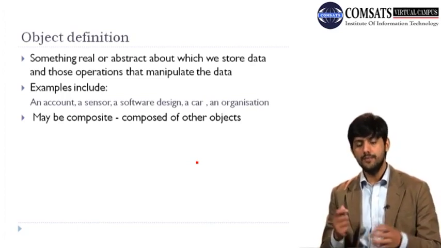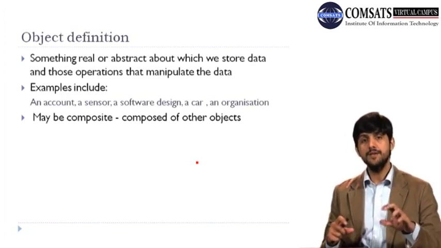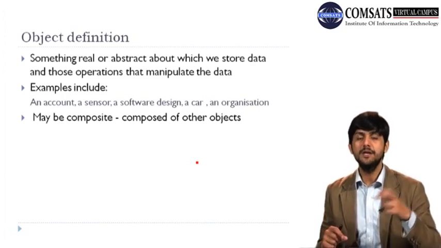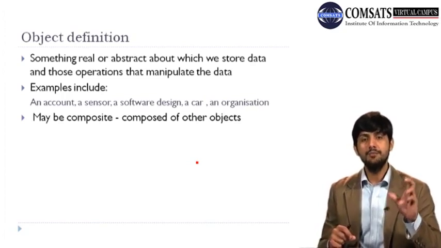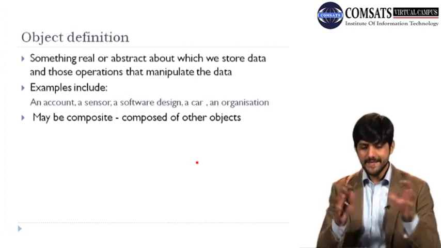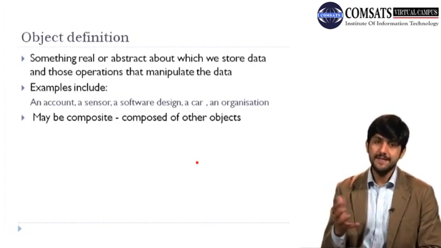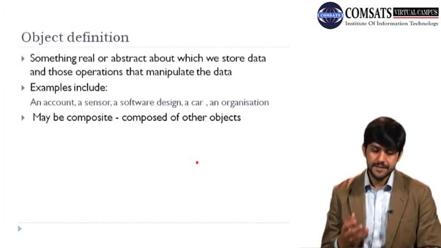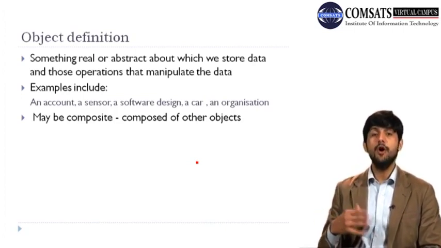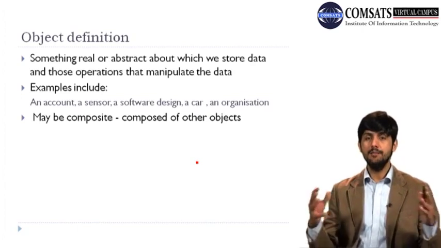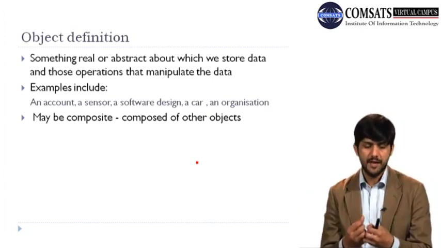And remember the criterion: whether this potential class is going to need multiple operations, or whether we need to store multiple pieces of information about it. So again, we are talking about the same thing. Some examples include an account, a sensor, a software design, a car, or an organization. These objects can be composite, in a way that they can be composed of multiple objects put together.